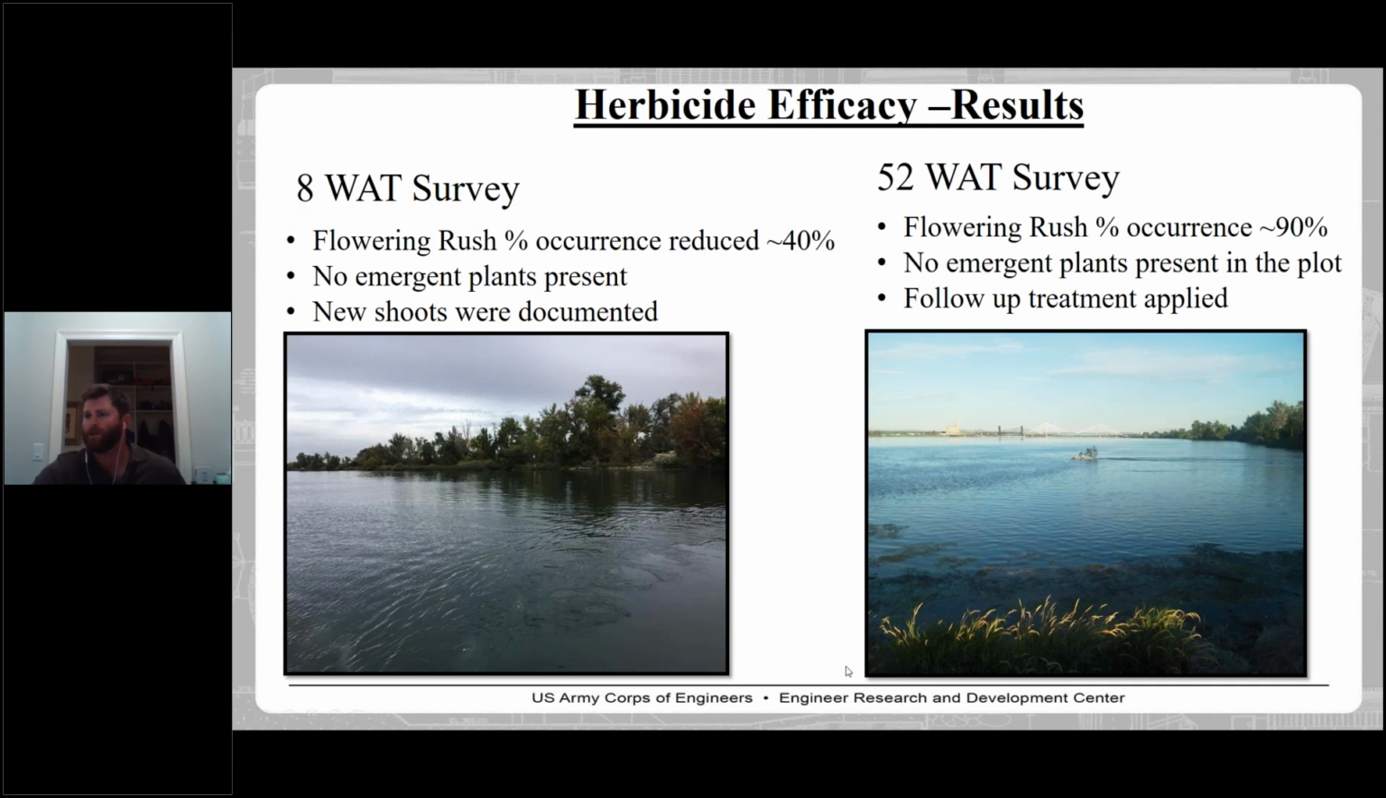Interesting with flowering rush, in systems like this where you have water flow moving as fast as it is and you have that limited amount of contact time, you're really limited to contact herbicides which don't translocate actively throughout the plant.